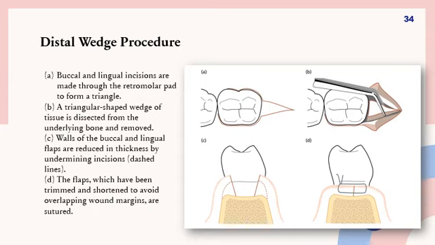Finally, you have to reduce the thickness of the buccal and lingual flaps. Usually most of the people forget to do this step. If you do not reduce the thickness, then you cannot achieve primary closure in this area, and also you're going to have pocket recurrence.